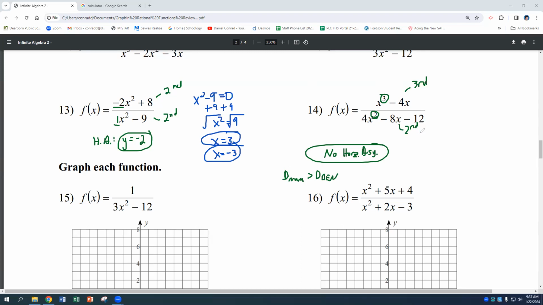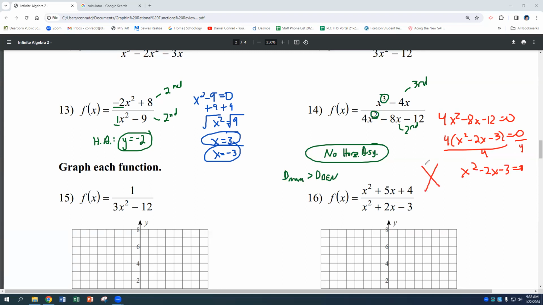Vertical. So now let's set our denominator equal to 0. So 4x squared minus 8x minus 12 equals 0. I'm going to pull out a 4, and I get x squared minus 2x minus 3, I'm sorry, minus 3 equals 0. I'm going to divide both sides by 4. That way I now just have x squared minus 2x minus 3. And now I'm going to factor.